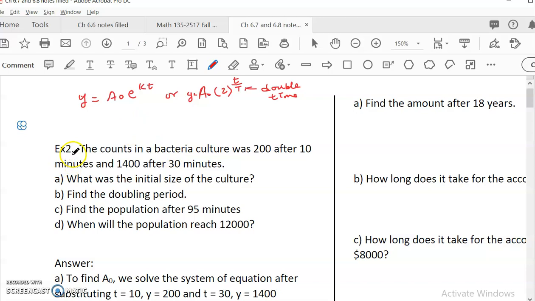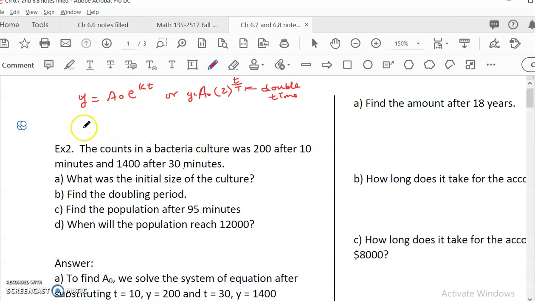Just like in example 2, you look at this question. The count in the bacteria culture was 200 after 10 minutes. You don't know the initial. They just tell you that it's 200 after 10 minutes and 1400 after 30 minutes. So you can't write any of them. It is not doubling time, it's not continuous growth rate, and it's not even the initial. So they just have two instances.